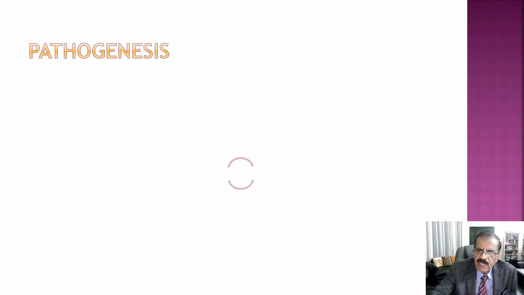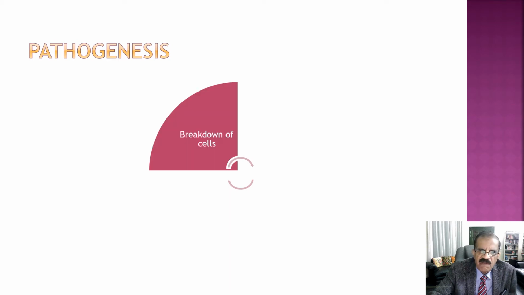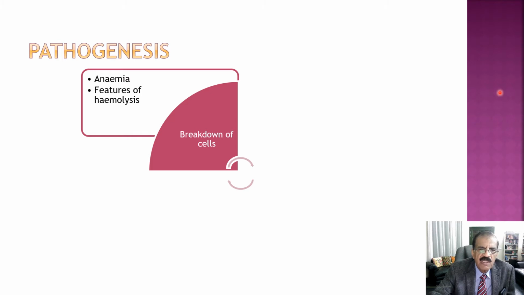Pathogenesis. I'm going to explain some of the clinical features and laboratory abnormalities based on certain basic defects. The breakdown of cells is what hemolysis is. The RBCs break down and as a result cause anemia. Of course, if the red cell span is reduced at any time, fewer RBCs will be present and there will be anemia.